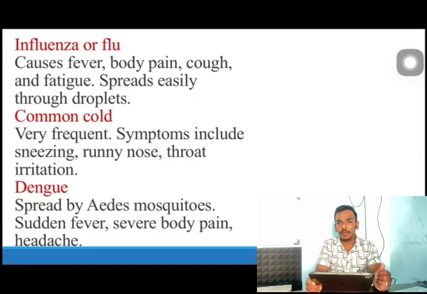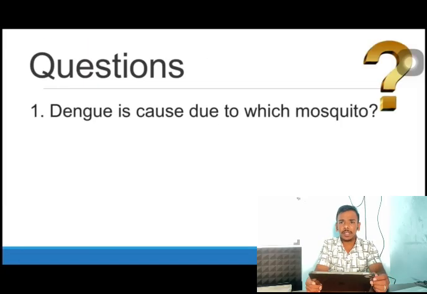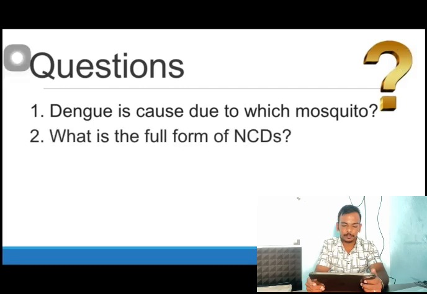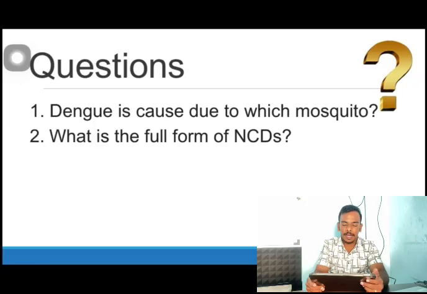Based on this, I have some questions for you. You can give the answers to these questions in your comment box. First, dengue is caused due to which mosquito? Yes, the answer is correct: the Aedes mosquito causes dengue. What is the full form of NCD? Yes, NCD means non-communicable diseases, correct.